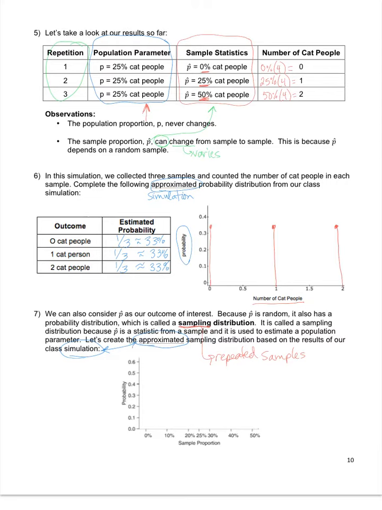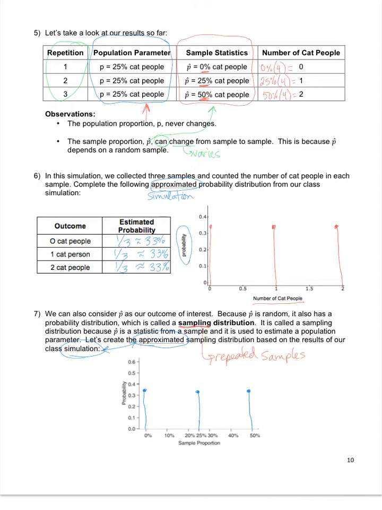All right, so for our sampling distribution, from the sample results we had 0% cat people 1/3 of the time. We had 25% cat people 1/3 of the time. And half of our sample, or 50% of our sample, were cat people.